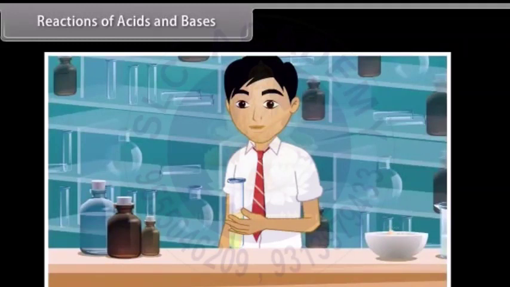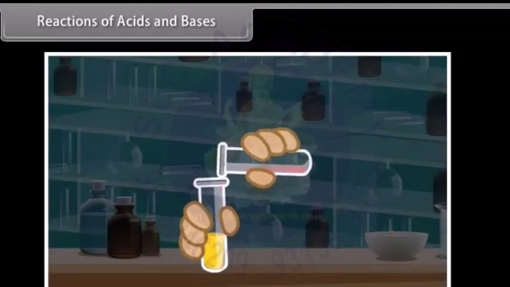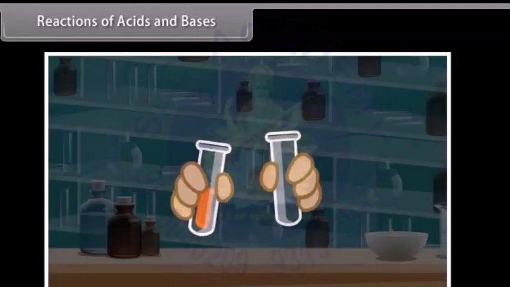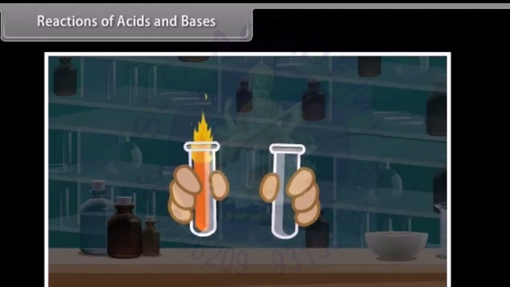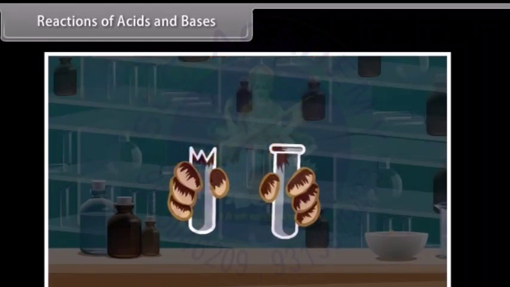Reactions of acids and bases. Let us go back to where Gaurav felt the mixing beaker hot. When acid is mixed with base, it produces heat. This may cause the mixture to splash out. This may cause you burns. Also, the glass container may break because of excessive local heating. So we must be careful while handling acids and bases.